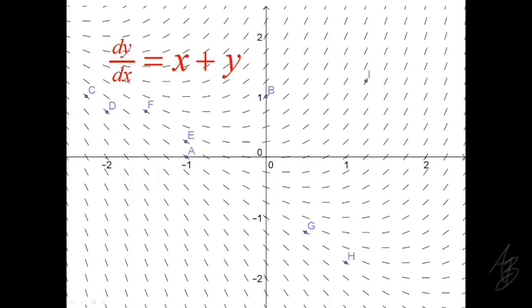If we plot a few different points on here, I've plotted a few, and use those as initial conditions, we can look at what each of the solutions might look like going through those points. And again, doing this by hand, we can get an idea.